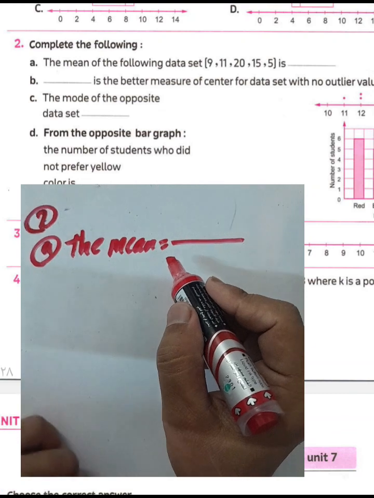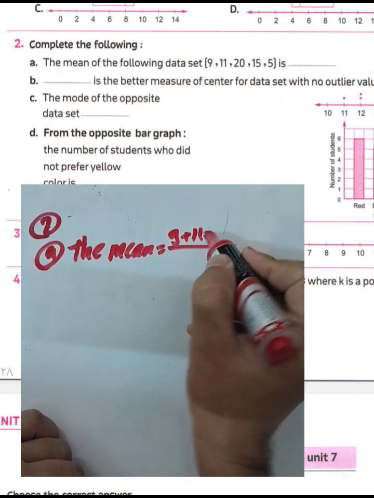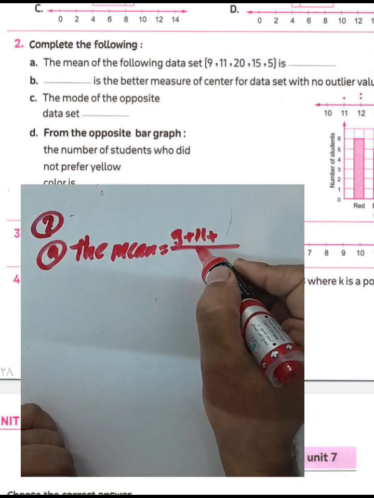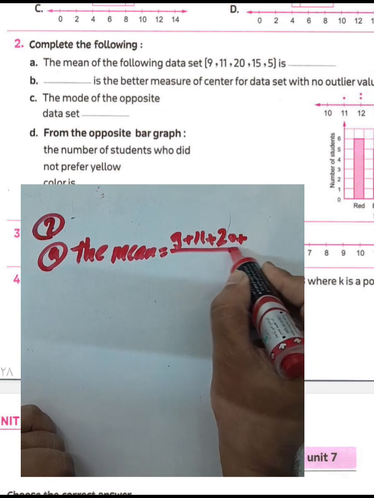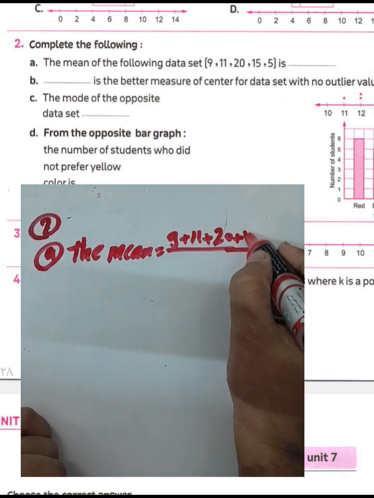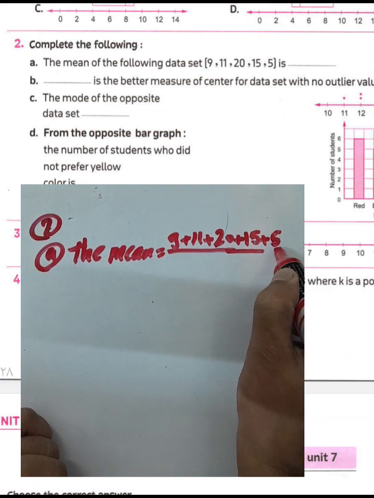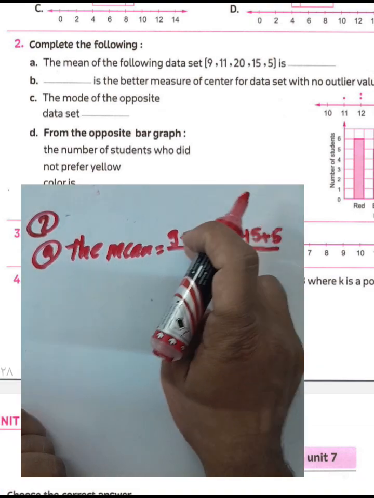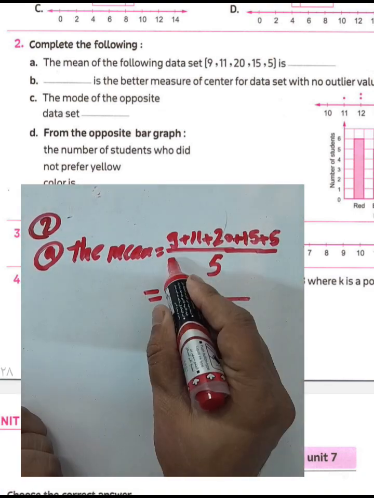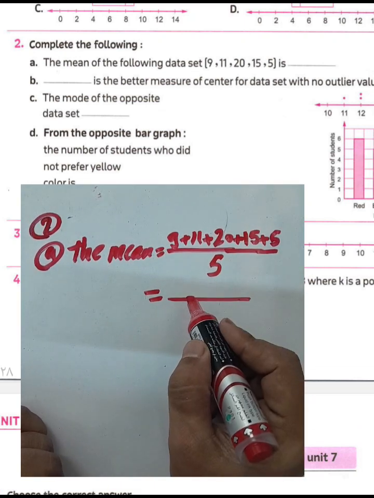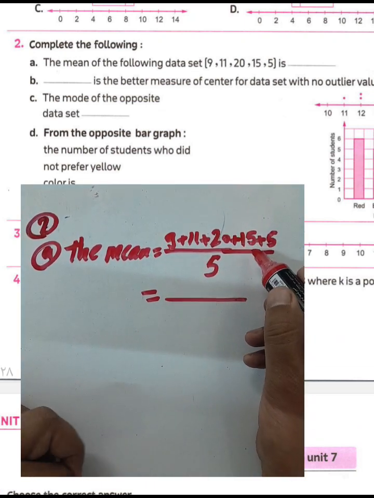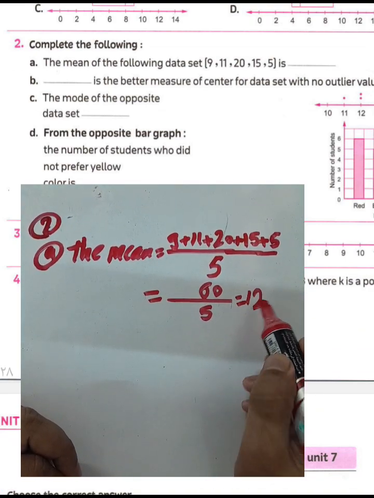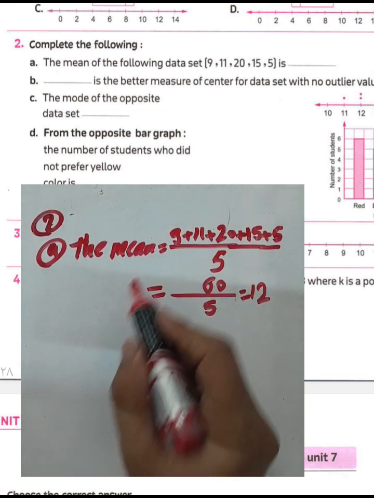We can add 9 plus 11 plus 20 plus 15 plus 5. How many numbers? 1, 2, 3, 4, 5. 9 plus 11 is 20. 20 plus 20 is 40. 40 plus 15 equals 55. 55 plus 5 equals 60. 60 divided by 5 will be equal to 12. Then the mean here will be 12.